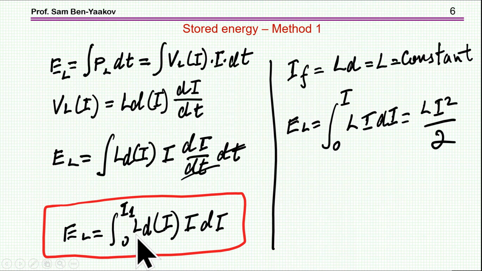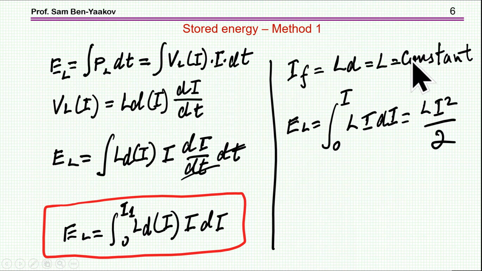So you have to do this integral. Obviously, L(I) has to be expressed in some way. It could be fitted to a polynomial or some other nonlinear function. And then you have to carry out this integral from 0 to I1, and this will give you the energy. Now, just to show that this makes sense, let's take the case which is normally assumed, that L is constant.